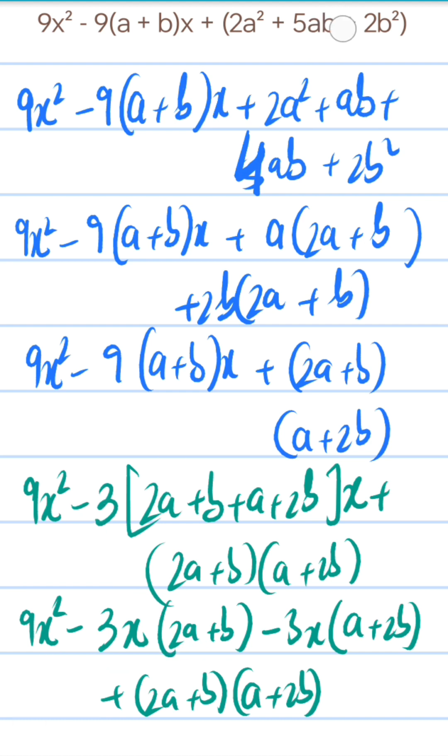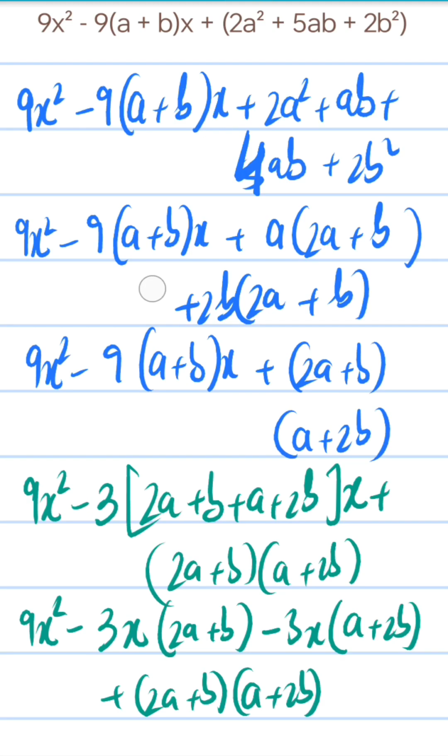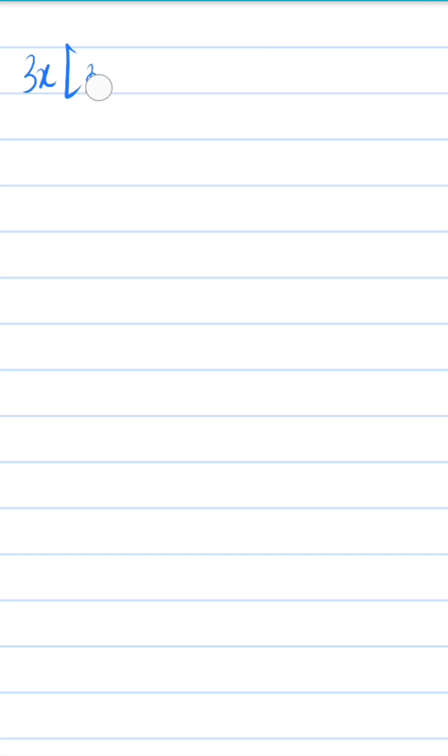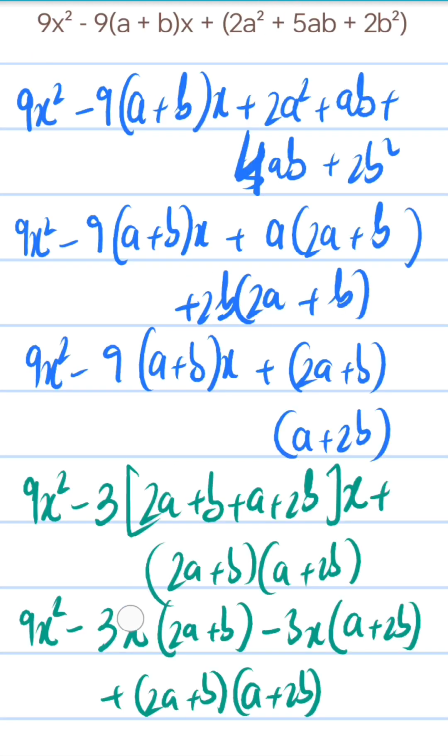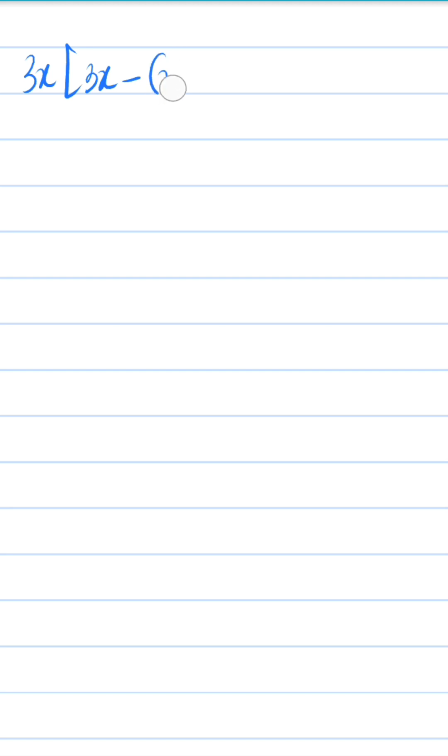If you take 3x as common, what will be left? 9x square divided by 3x will give you 3x. Then minus this whole thing divided by 3x will give you minus, and this bracket thing, minus 2a plus b, bracket closed.